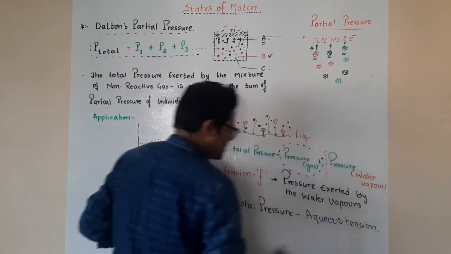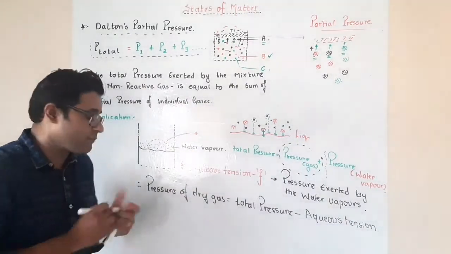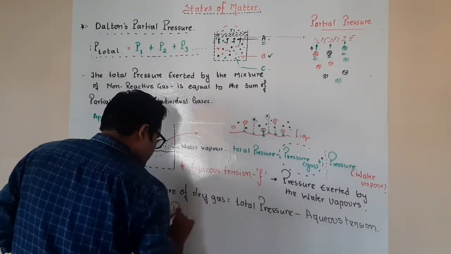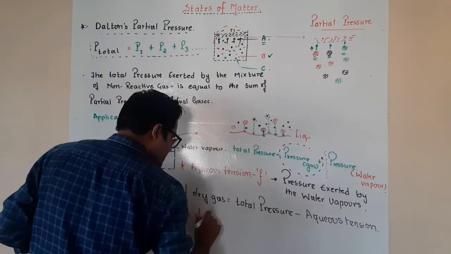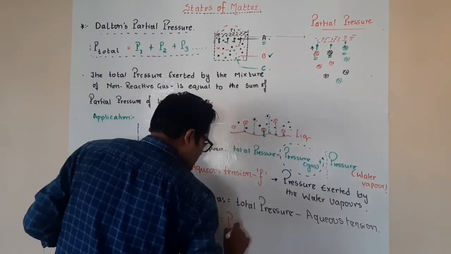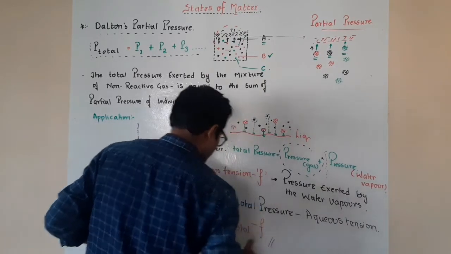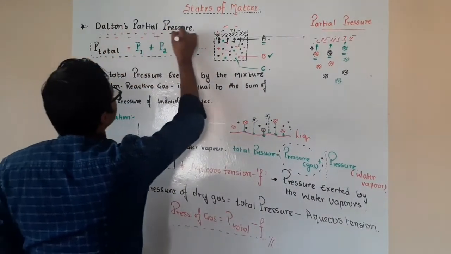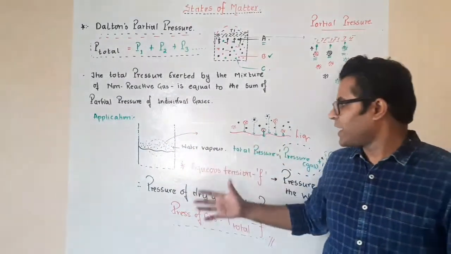Now, usually for competitive exams, certain questions are given on this basis. So we have to remember this equation. It's quite important. So the pressure of the gas, that is, the partial pressure of the gas, is equal to the total pressure minus the aqueous tension. This is the use of Dalton's law of partial pressure. This is one of the contexts we have to remember. Okay, so let's go to the next concept.